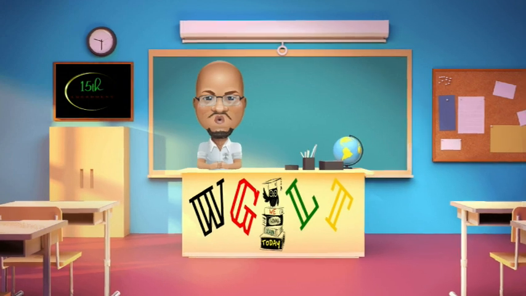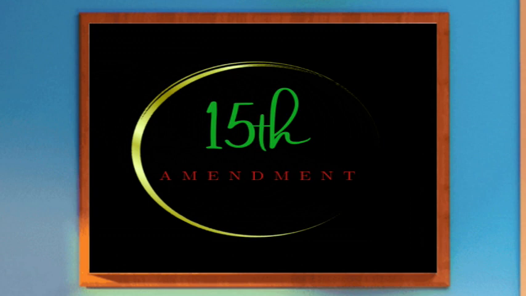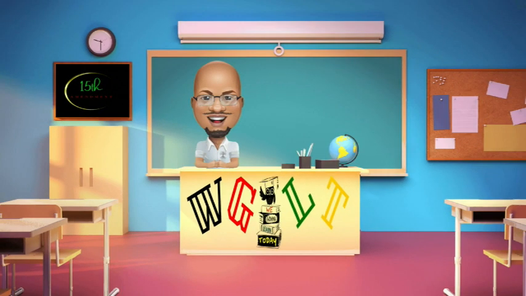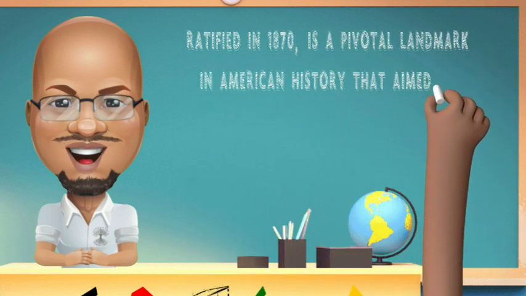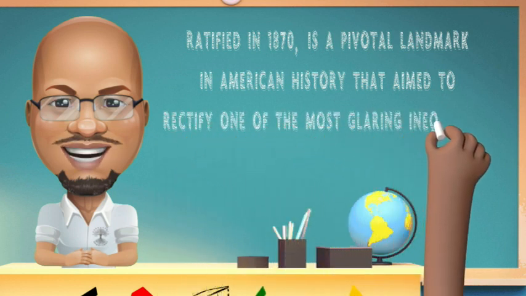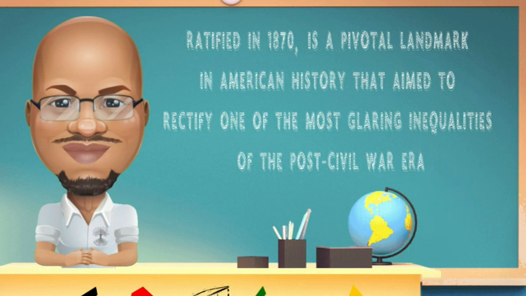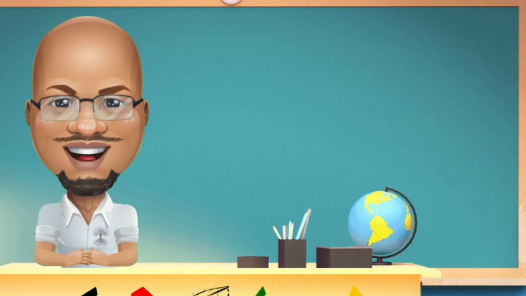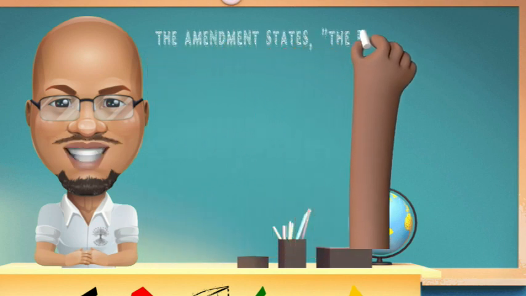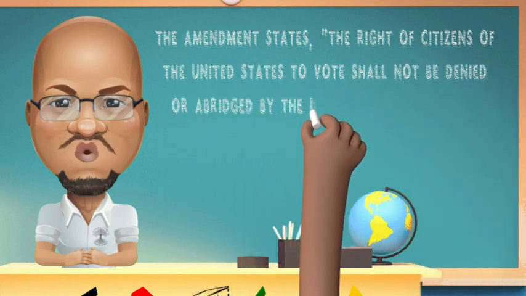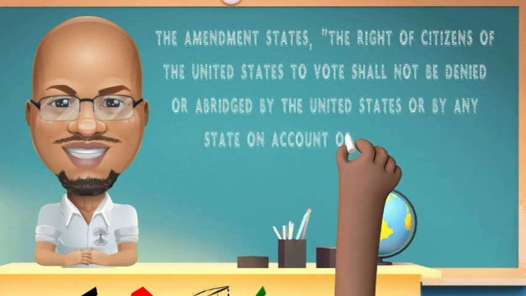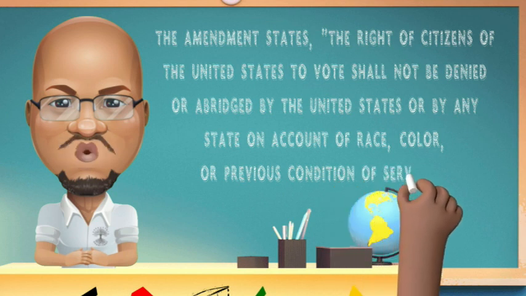That being said, our subject of interest is the 15th Amendment to the United States Constitution, ratified in 1870, was a pivotal landmark in American history that aimed to rectify one of the most glaring inequalities of the post-Civil War era. Its ratification was a significant step forward in the ongoing struggle for civil rights and equality, especially for African Americans. The amendment states, "The right of citizens of the United States to vote shall not be denied or abridged by the United States or by any state on account of race, color, or previous condition of servitude."